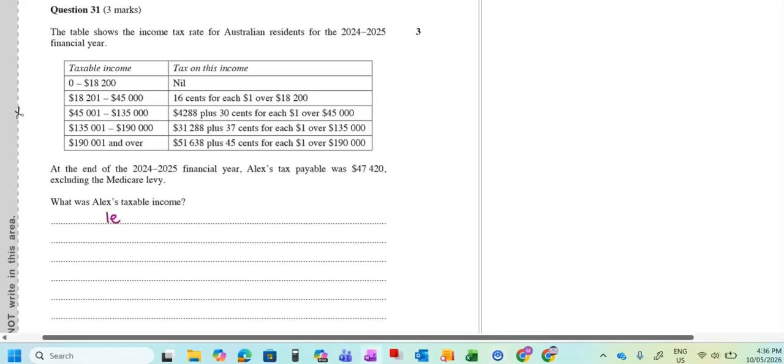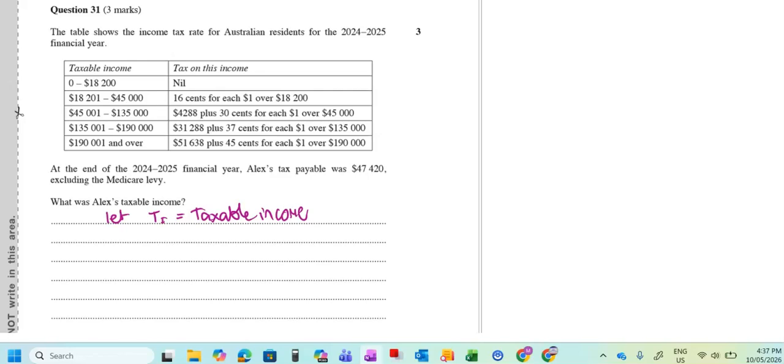All right, so let TI equal the taxable income that we're looking for. We know how these equations work: if the tax payable was $47,420, we must be working in this row of the table. So 31,288 plus 0.37 lots of TI less 135,000 must equal our answer of 47,420.